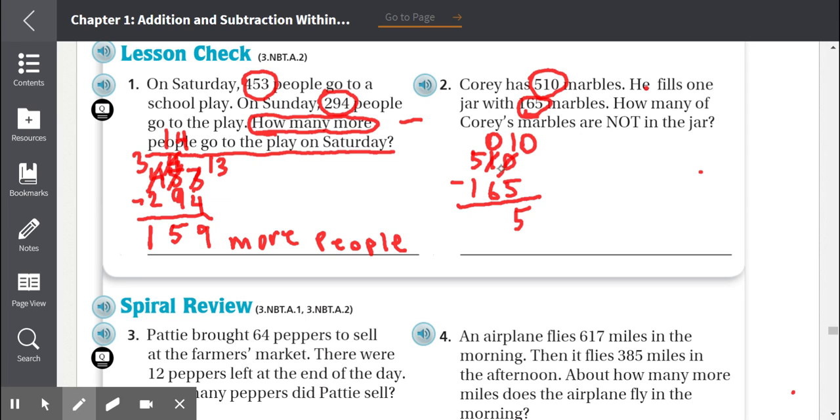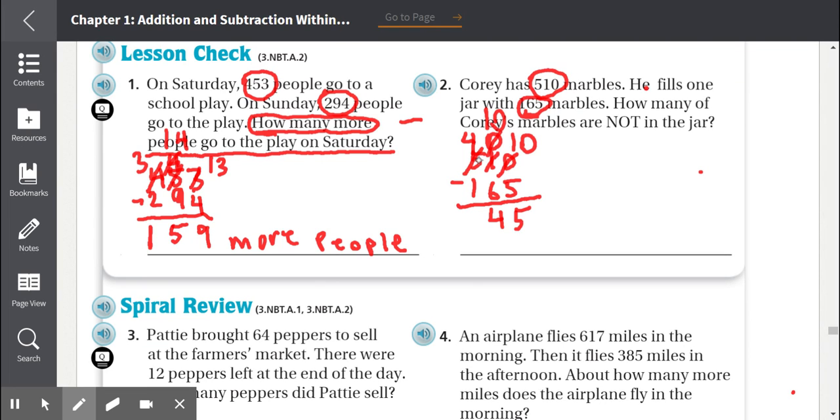Now in the tens place, it's no longer 1 minus 6. It is 0 minus 6. And we can't do 0 minus 6. So this 0 has to borrow from its neighbor. It borrows from the 5. It takes 1 away from the 5. The 5 becomes a 4. Now this 0 can become a 10. Now 10 minus 6, we can do that. 10 minus 6 is 4.